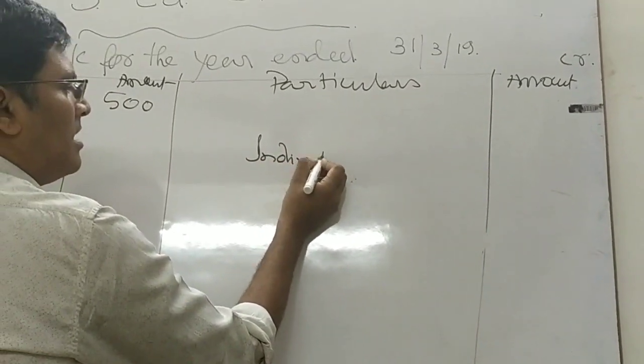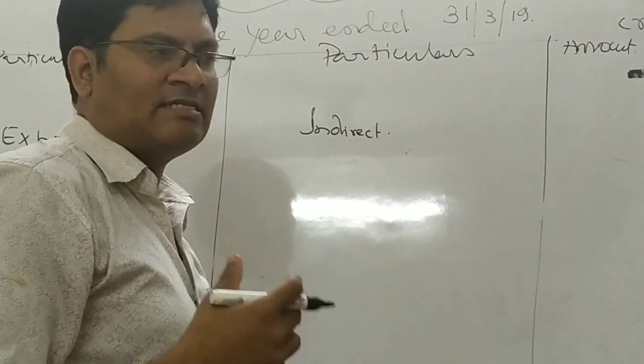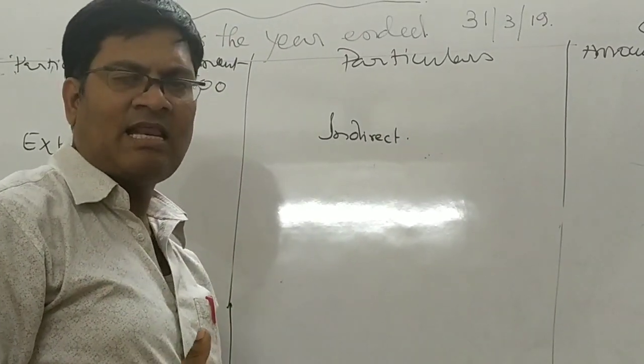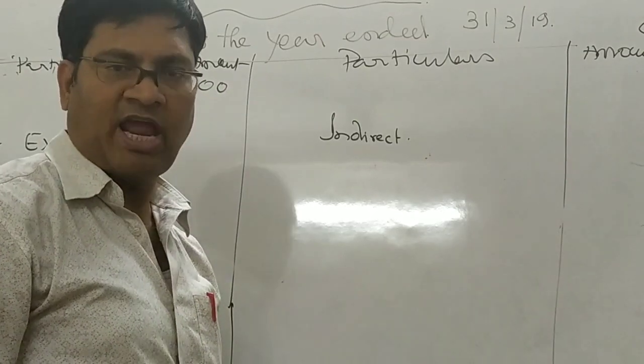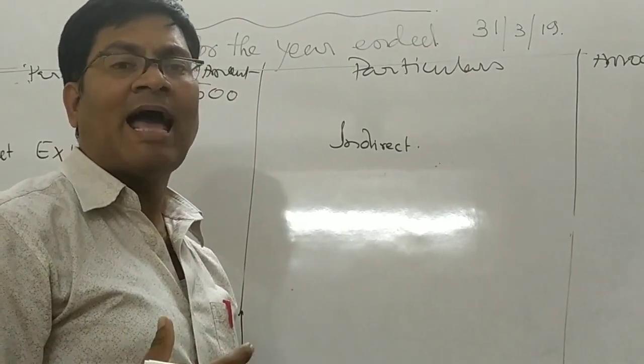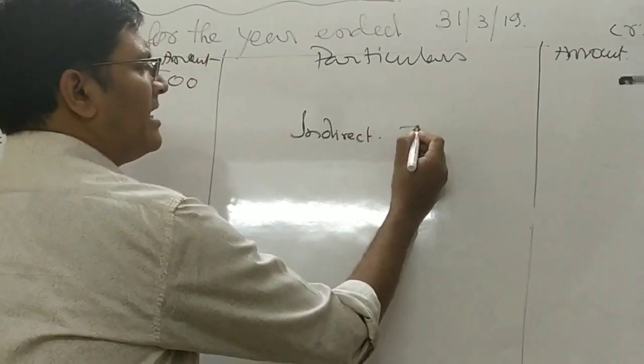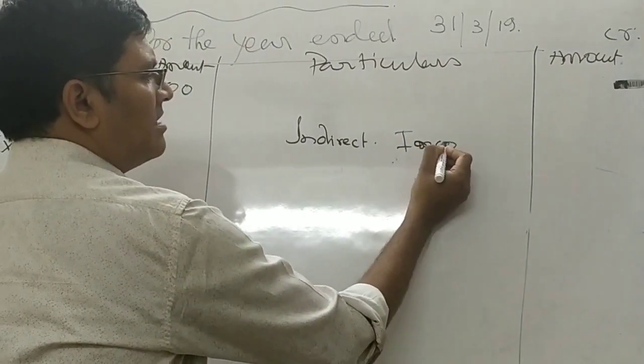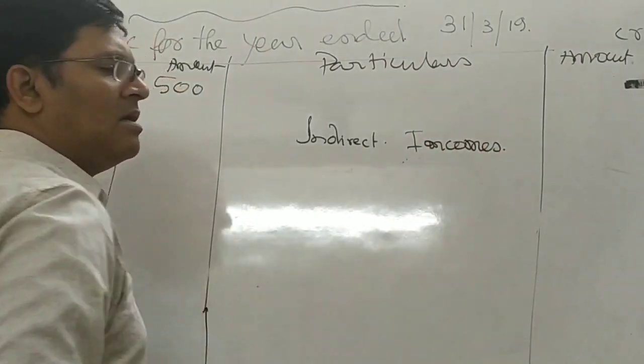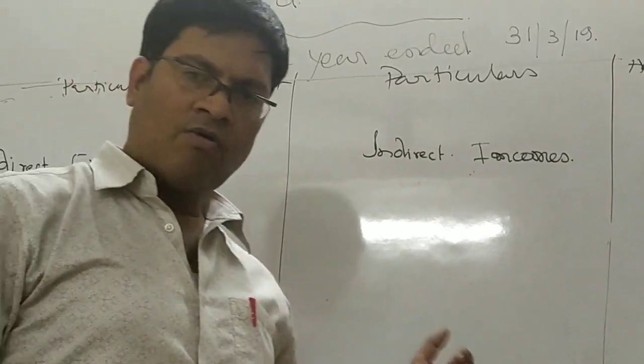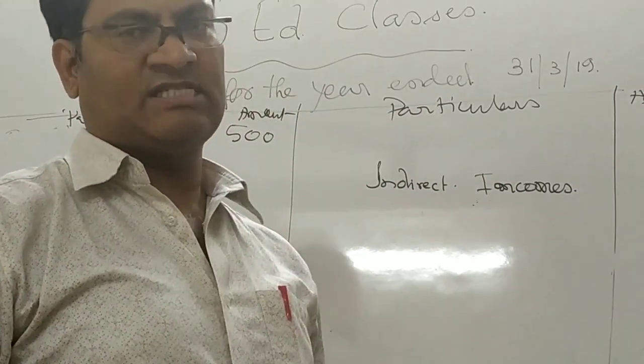Whatever we are selling, that is a direct income. But besides sale, if we have received commission, we have received rent, these are all our indirect incomes. So indirect incomes will be recorded on this side. Let's see how we will do profit and loss account by doing one sum.